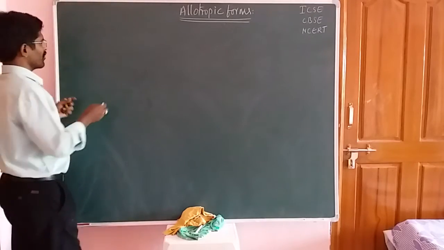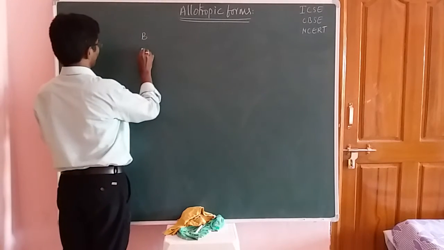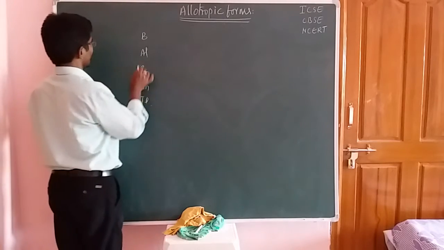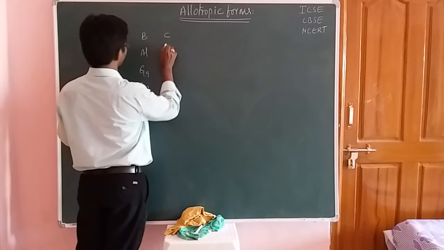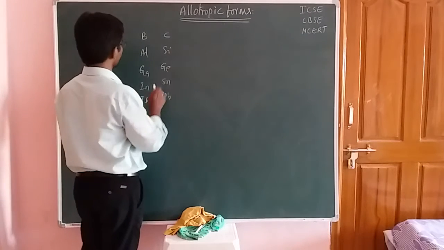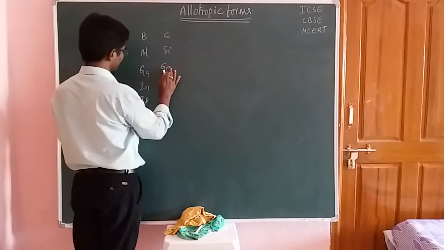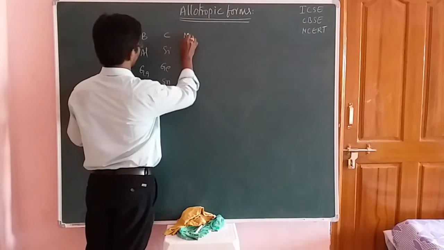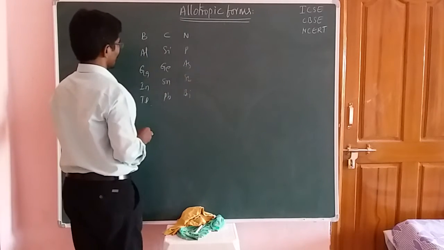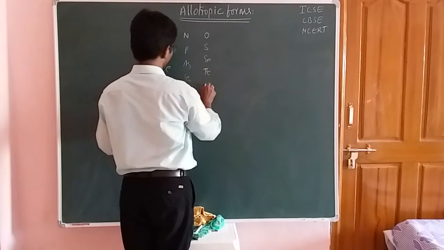First of all, from the third A group elements: boron, aluminum, gallium, indium and thallium. Next, carbon, silicon, germanium, tin and lead. Okay students. Nitrogen, phosphorus, arsenic, antimony and bismuth. And the next group is oxygen, sulfur, selenium, tellurium and lastly polonium.